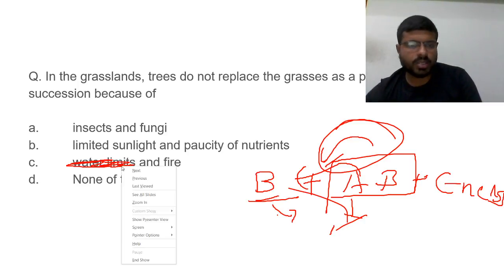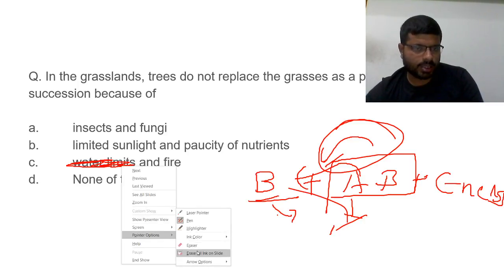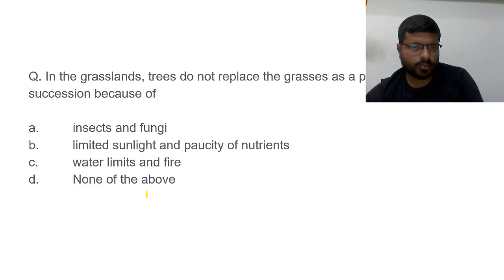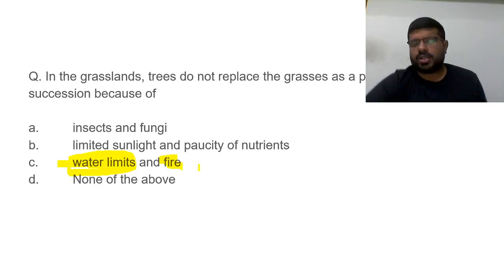Water limits. This is the answer. C is the answer. Grassland is nothing but lack of water. Because there is less water, it is able to provide only for grass, not for trees. That's why trees do not replace the grasses as part of ecological succession. There are also frequent fires, where there is regeneration of grasses. Water is the limiting factor. The answer is C. This is how questions are framed.